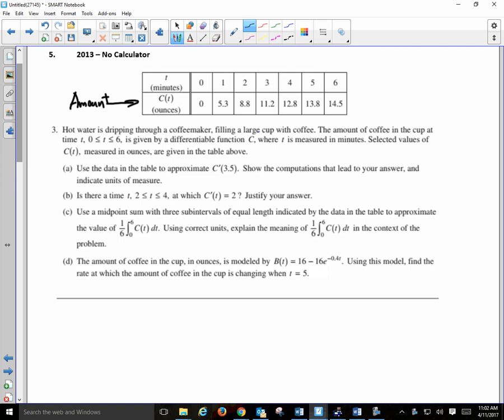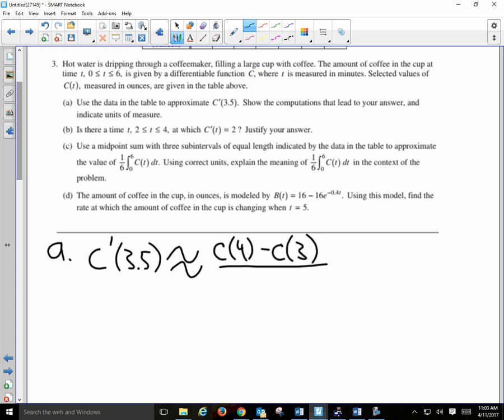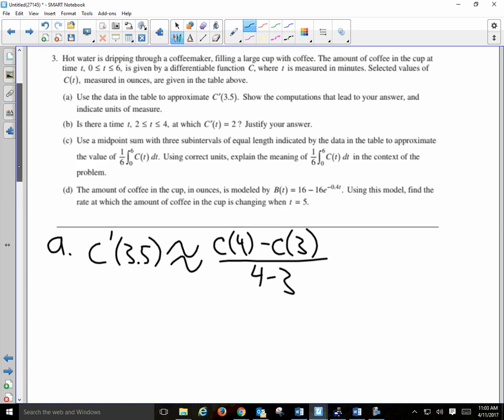What does C prime mean? Derivative. So if I want to find the rate or the derivative, I don't have a function that I can actually use. So what will I use instead? Slope formula. Yep, I'll use a slope formula. So C prime of 3.5 is going to be approximately C of 4 minus C of 3 divided by 4 minus 3.